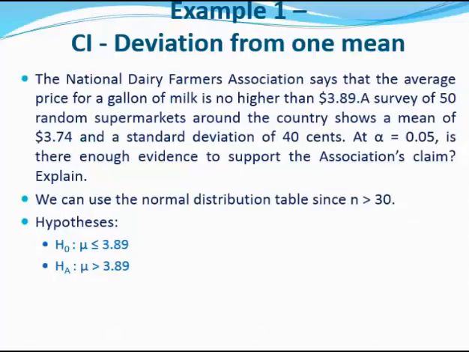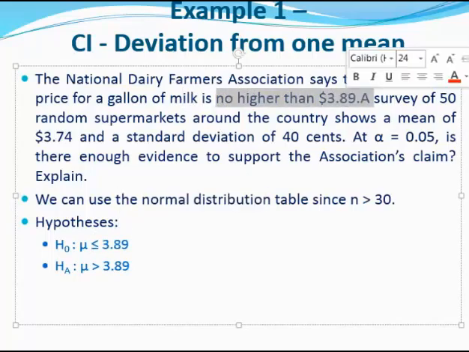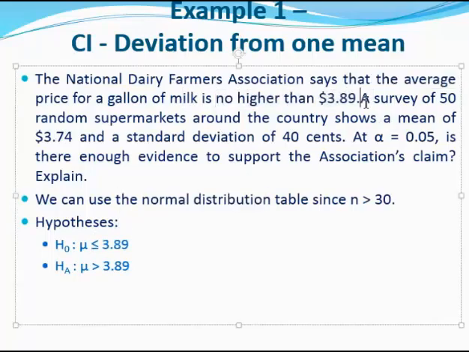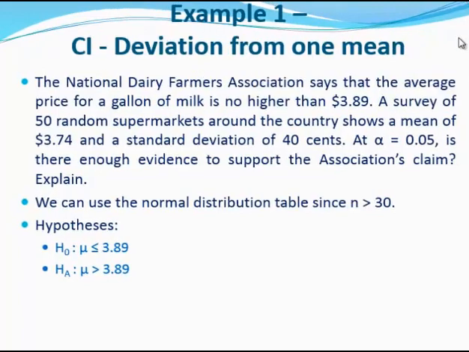Now, if we go back to our problem, what was the assertion? What was the null hypothesis? The null hypothesis is that it was less than or equal to 389. And that was the assertion, that it was no higher than 389. Can that be proven? Well, the answer is yes, because the highest it can be within the 95% confidence interval, the highest we came out that the real mean could be was $3.83.4, which is less than the assertion. So therefore, we can say that the assertion is correct.